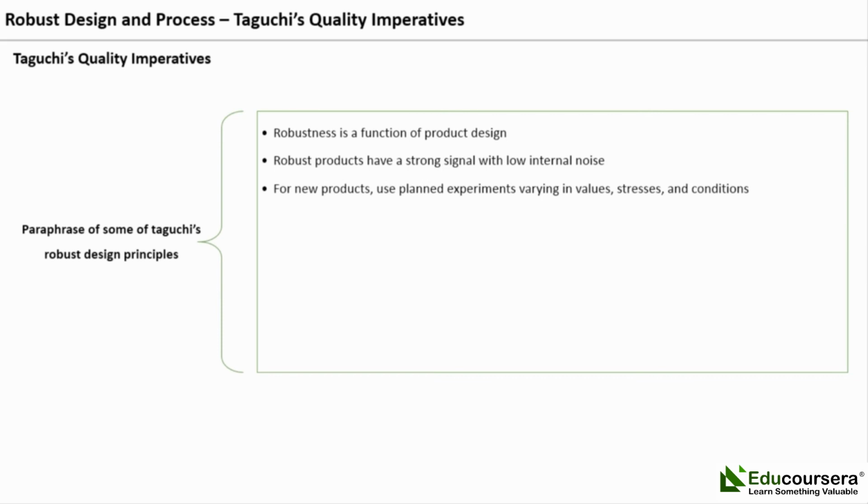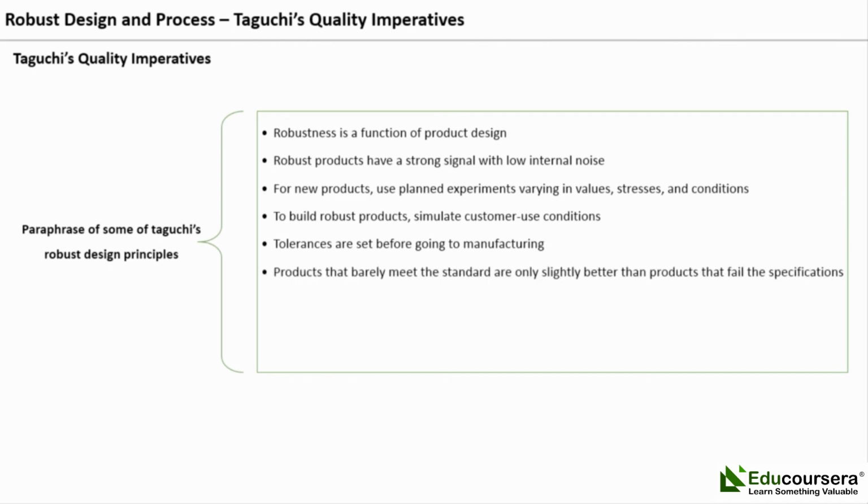For new products, use planned experiments varying in values, stresses, and conditions to seek out the parameter targets. Orthogonal arrays are recommended. To build robust products, simulate customer use conditions. Tolerances are set before going to manufacturing. The quality loss function can be measured. Products that barely meet the standard are only slightly better than products that fail the specifications. The aim is for the target value.